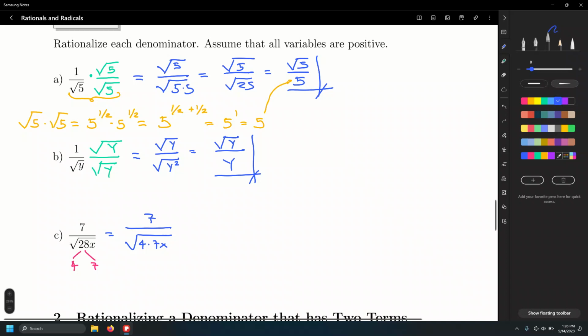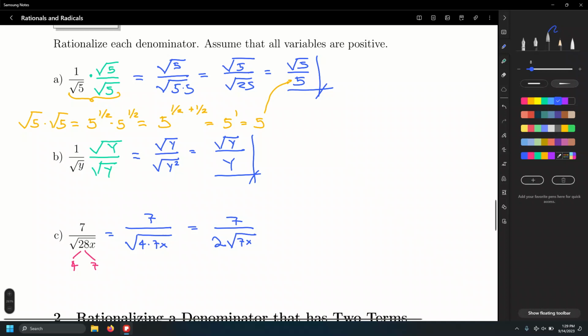All right, so now we can even go ahead and evaluate the square root of 4. Outside, that's going to go to 2. So that'll be 7 over 2, square root of 7x. All right? And well, notice the radical in the denominator. I think this one is in its simplest form, so we can go ahead and multiply numerator and denominator.